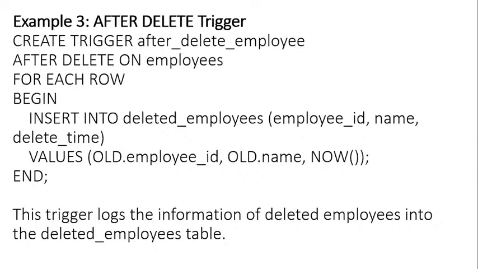So let's look at this code on trigger. This is also the trigger code on delete. So it says: create trigger after delete employee, after delete on employees, for each row, begin. Insert into deleted employees the employee ID, the name, and the delete time, values old employee.id, old name, and now, end.